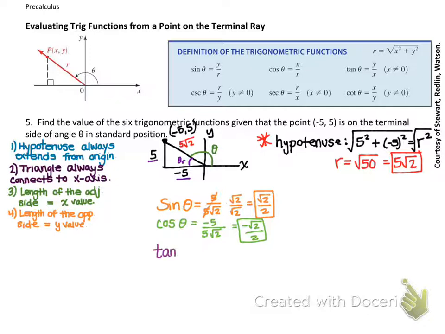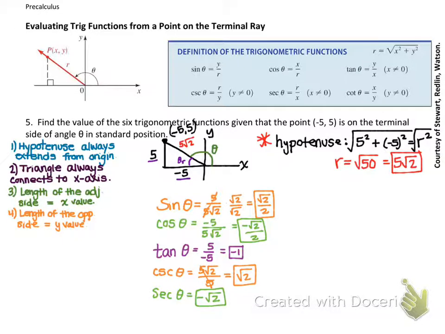Tangent is opposite over adjacent, which is 5 over negative 5, which is negative 1. Cosecant of theta, we're going to use the original, that 5 over 5 root 2, because we're going to get 5 root 2 over 5. They cancel, so this is just root 2. Secant of theta, again, we're going to use the original, so this is going to give us negative root 2. And then our cotangent of theta is still going to be negative 1 because it has a denominator of 1.